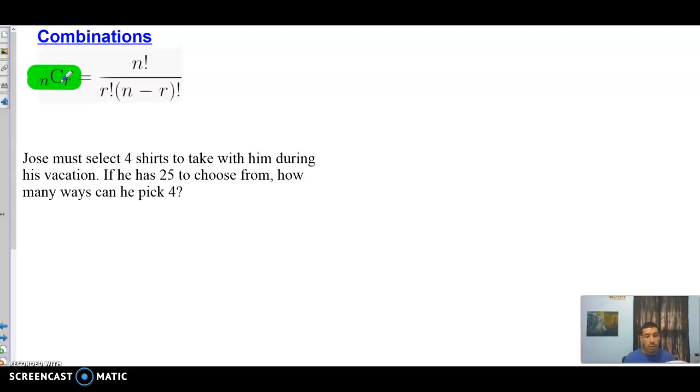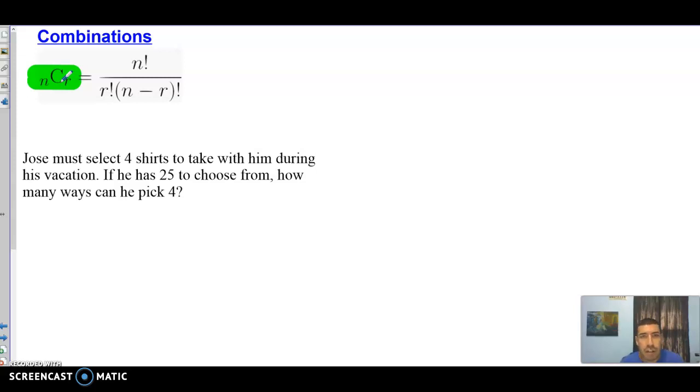Okay, so let me go ahead and read the problem below. Jose must select 4 shirts to take with him during his vacation. If he has 25 to choose from, how many ways can he pick 4?